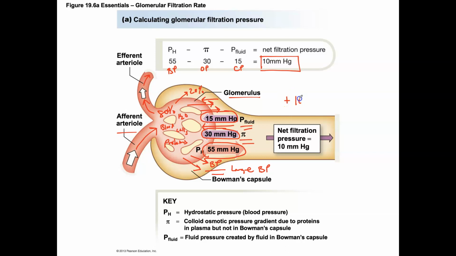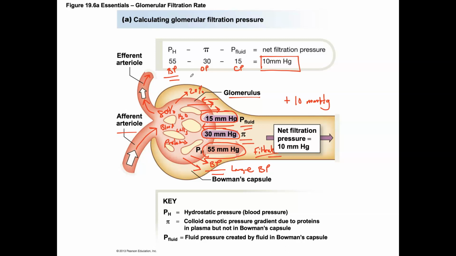So we're at plus 10 millimeters of mercury, which is pushing fluid into Bowman's capsule so that we can generate filtrate. It might be fairly obvious that if your blood pressure was severely low, that could ultimately affect your net filtration pressure, which would affect your kidney function. So hypotension can be dangerous for kidney function because there's not enough pressure coming into the kidneys to cause filtration.